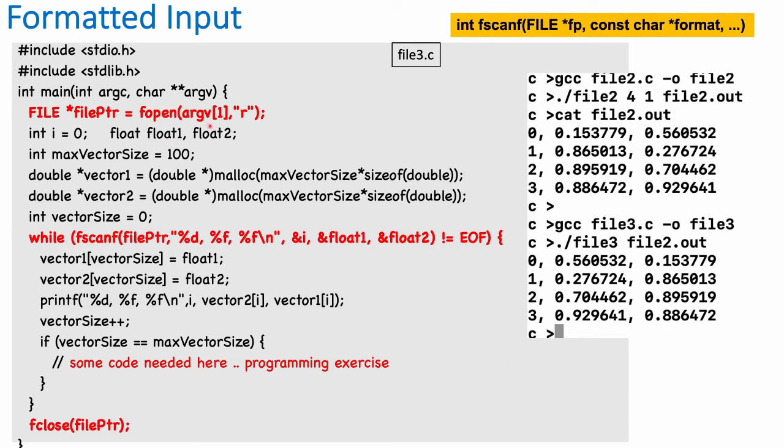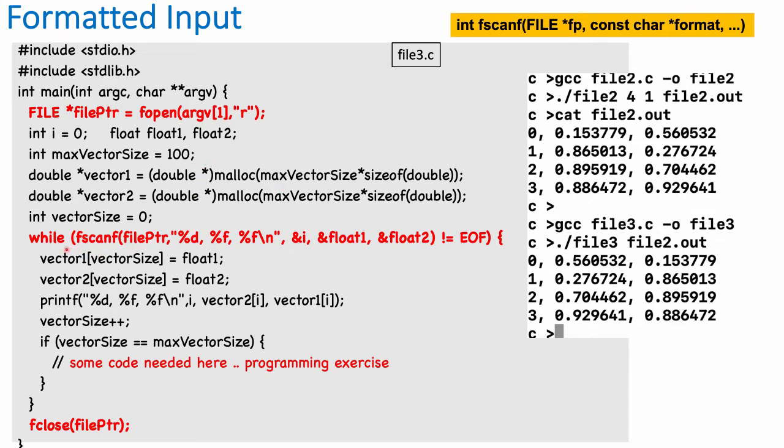So we're going to open the file again, fopen. Arguably, this program only takes one argument, basically the file we want to read. We're going to open it to read, so we put in the R, the string R. I create a float1 and a float2. I put some vectors into which I'm going to put the data. I malloc them, and I'm creating vectors of max vector size.